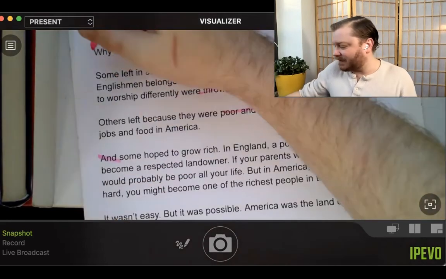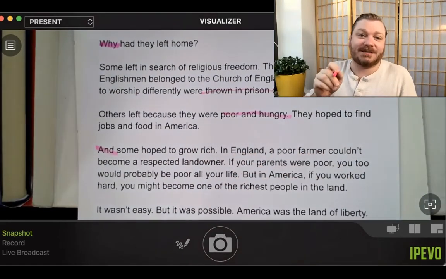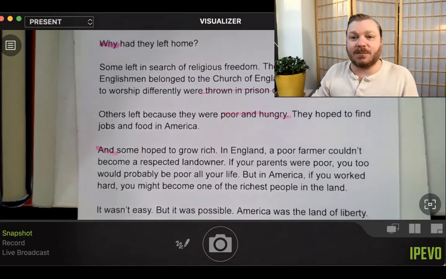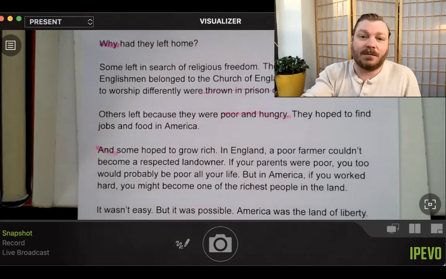Some of you are noticing this word up here. Why? I bet you thought that this text might be organized as cause and effect. Some of you might have organized it as problem and solution, all the problems that caused them to leave and the solution to leaving. And that works too. There's often more than one way to name a text structure.